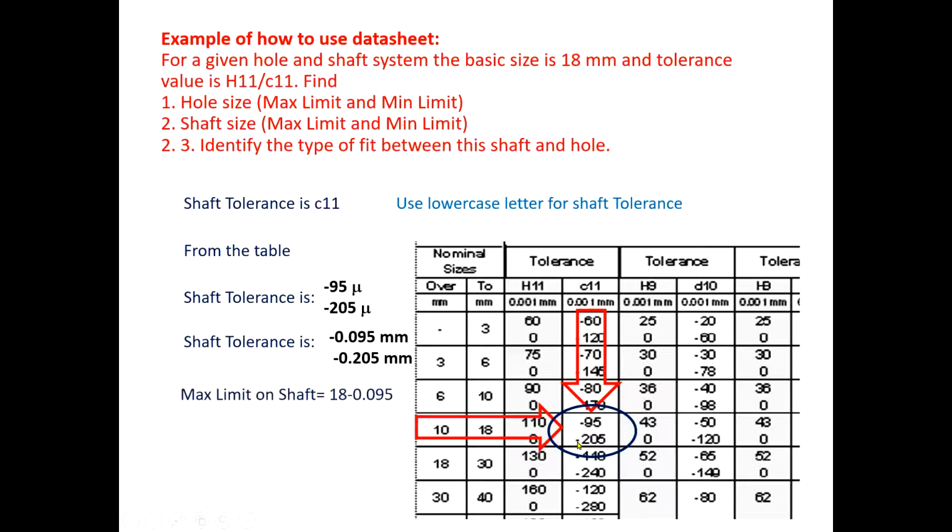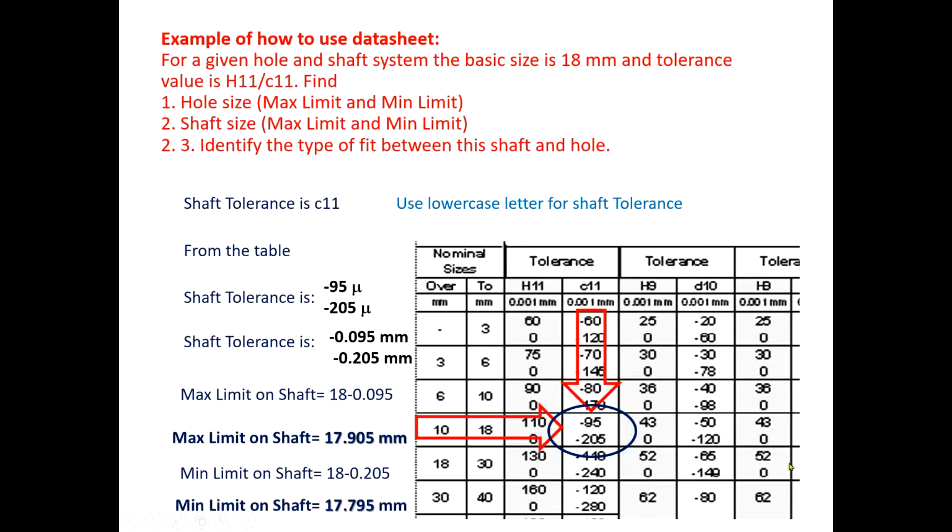So the maximum limit on the shaft is 18 plus the upper number. The upper number is minus, so you have to subtract. This is the maximum limit for the shaft. You can calculate and you will get this number. For the minimum limit, 18 and the lower number. It is minus, so use minus. If it is plus, add it to the basic size. So this is the minimum limit on the shaft.